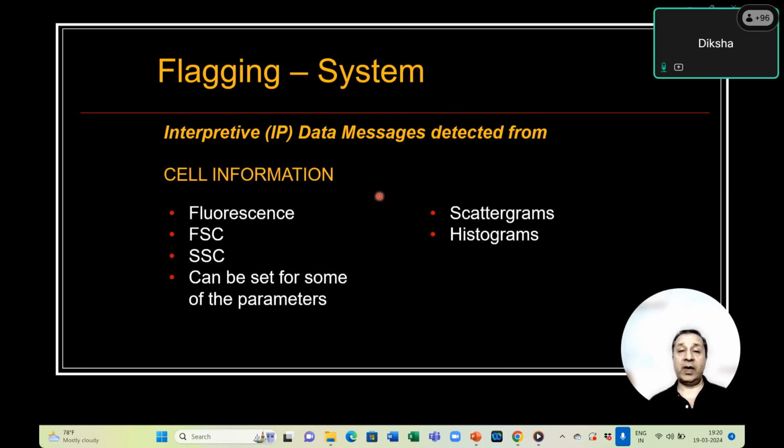Where do we collect these interpretative data messages from, or where are they detected from? They are detected from the cellular information which is gathered either on the fluorescence or on the forward and the side scatter. You can also set them up for certain parameters. For example, as I told you about infected red blood cells, you also take information from scattergrams and some histograms, for example, the RBC histograms and the platelet histograms, to identify the presence of fragmented red cells as well as large platelets.